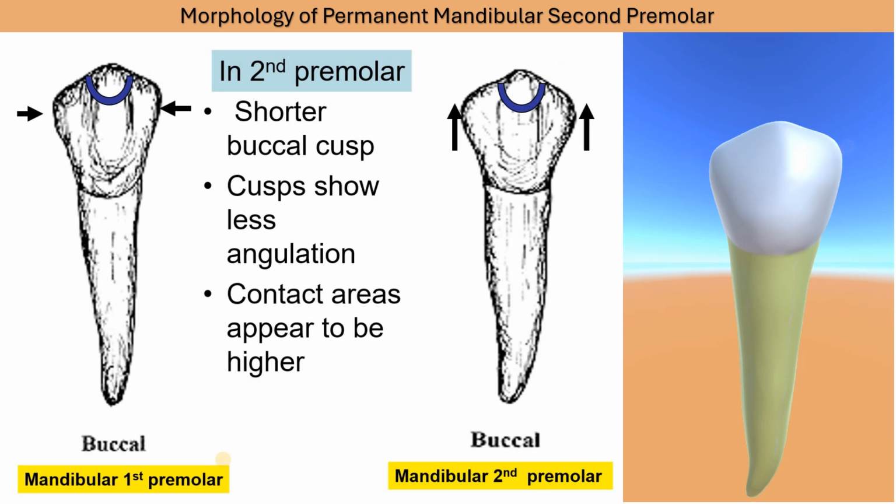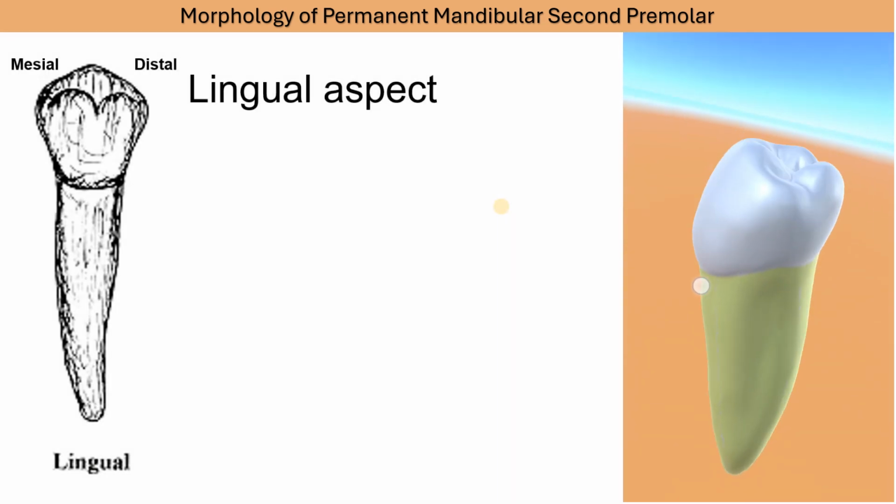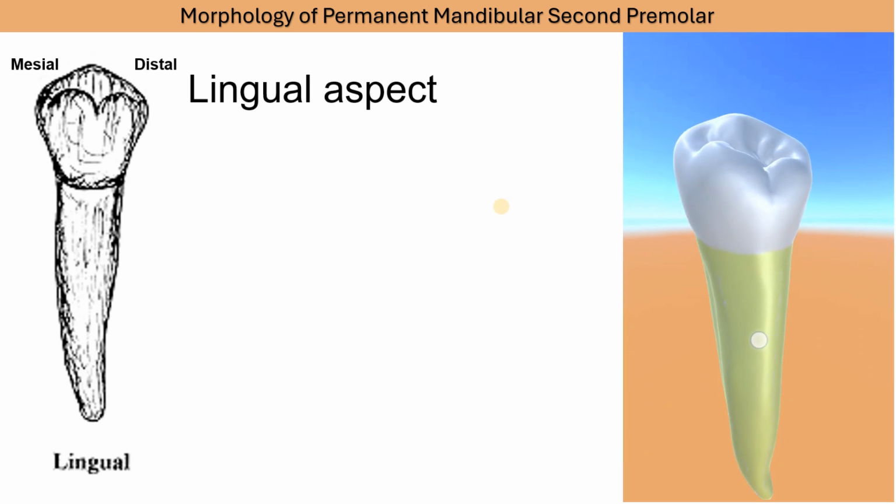The contact points are much higher placed compared to that of the first premolar. Although it is at the junction of the middle and the occlusal third, it can go into the occlusal third also. So a slightly higher placed contact point on both the sides. The root also is a little wider compared to that of the first premolar. So all these are comparative differences. When you change over to the lingual aspect, that is when this becomes a little more prominent.